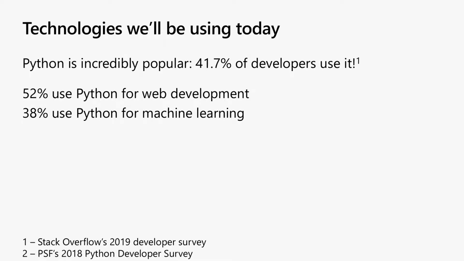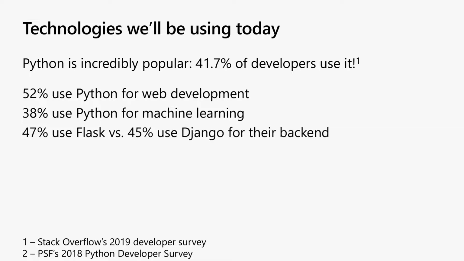Host it in an API, and they can use Python for that. Or maybe you're building a web application, and you want to add a little bit of machine learning to it. So we'll be mixing a little bit of this. In terms of web frameworks, we'll be using both Flask and Django.